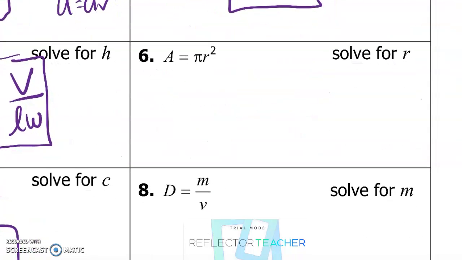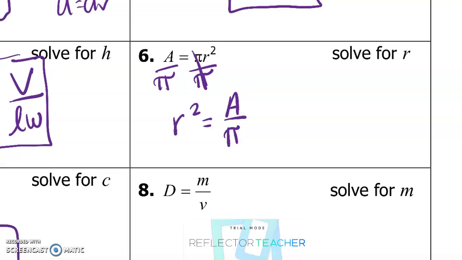Number 6, solving for R. There's two things happening to R. It's being squared and it's being multiplied by pi. So if you were to plug a number in, you would square it first and then multiply. So we need to do the backwards, the inverse of that. We need to actually get rid of the pi first. So we need to divide both sides by pi as our first step. So then I'm going to write r squared equals a over pi.